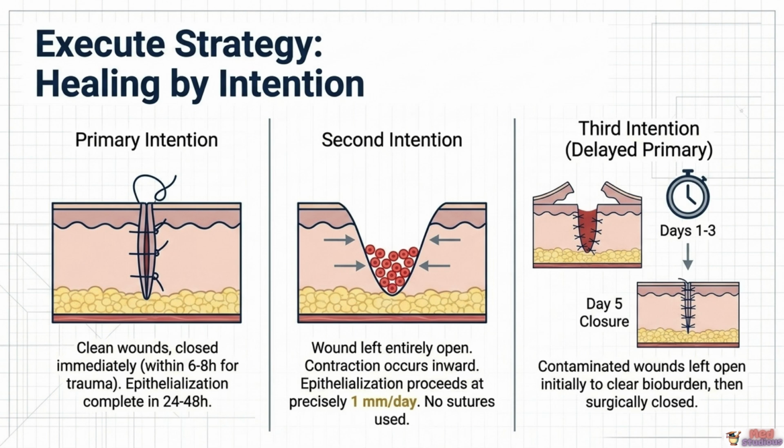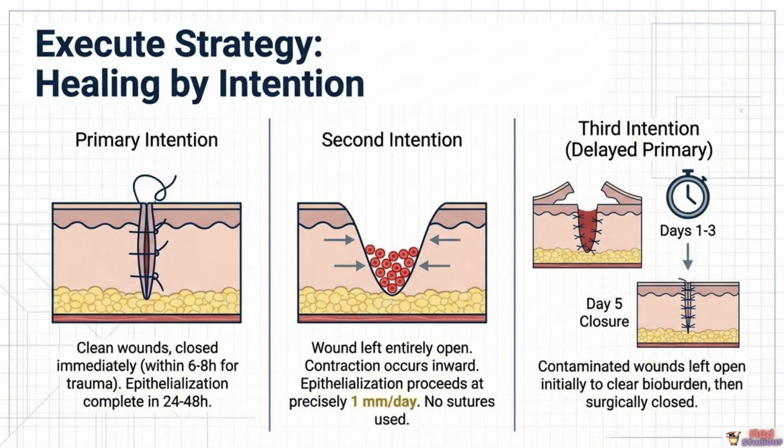Step 4 in the wound management framework is choosing the correct closure strategy, governed by the 3 types of healing by intention. This is one of the most frequently tested concepts in surgical board examinations, and the distinction between all 3 must be precise. Primary intention, also called first intention, is used for clean wounds with minimal tissue loss and low infection risk. The wound edges are directly approximated and closed, with sutures, staples, skin glue, or adhesive strips.